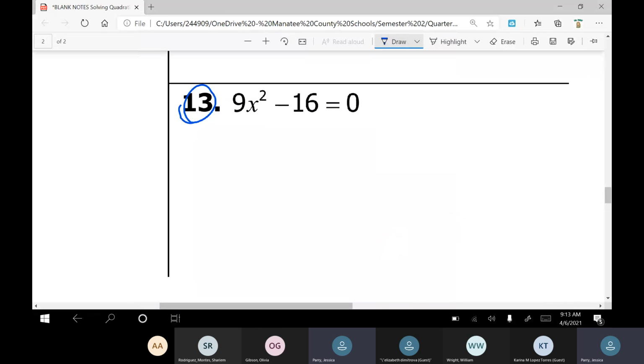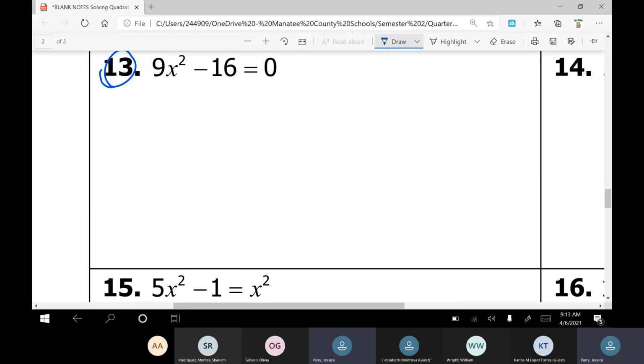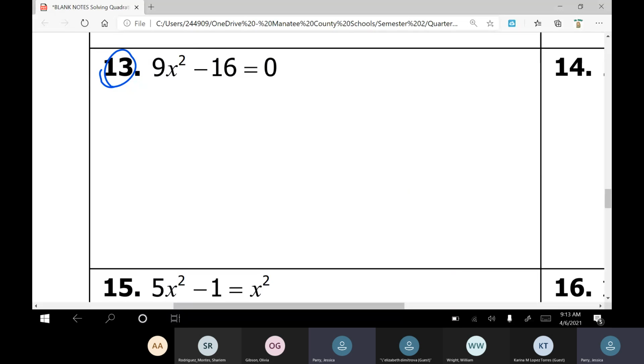Okay, so we're trying to isolate that x squared. So what should I do first? Should I get rid of the 9 or get rid of the 16 first? 16, perfect. So the opposite of minus 16 is plus 16 on both sides. So these cancel out. I'm going to bring down my 9x squared equals 16. And then we need to get rid of that 9. We read that as 9 times x squared. So I'm going to do the opposite, divide by 9.